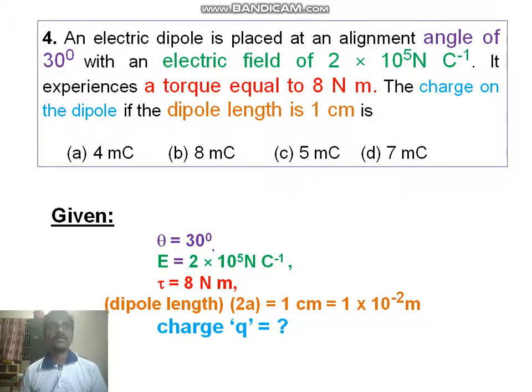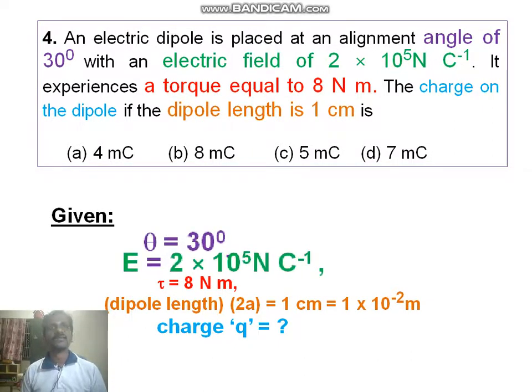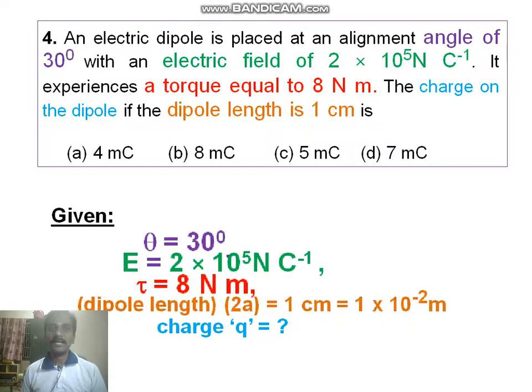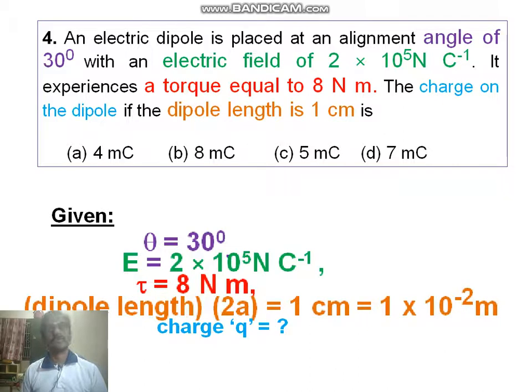So given data you have to write separately. So theta will be 30 degree and the electric field E will be 2 into 10 power 5 Newton per Coulomb, and the torque tau will be 8 Newton meter, and dipole length 2a. So total 1 centimeter, which will be equal to 1 into 10 power minus 2 meter. You have to find the charge Q. So you have to write the formula. That is direct formula, that is tau will be equal to P vector cross E vector, and it will be given as A cross B, and the formula that is PE sin theta.